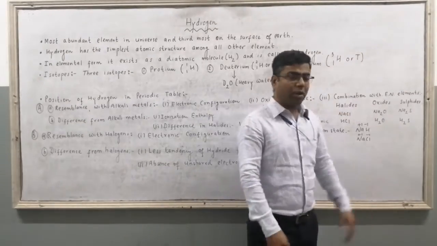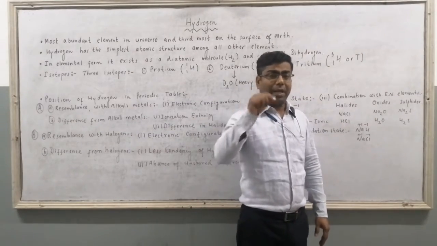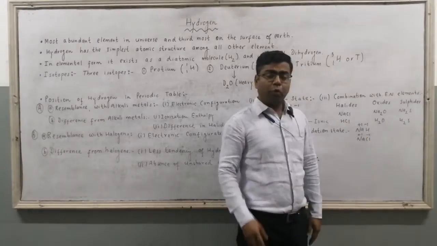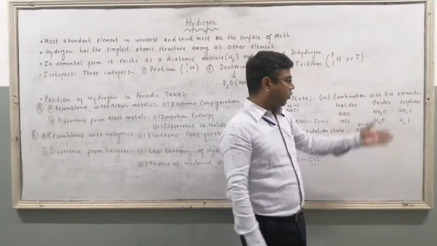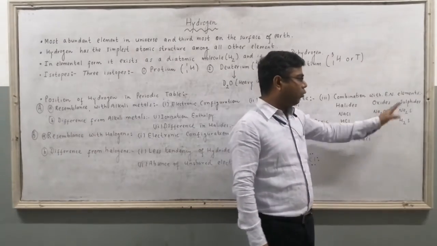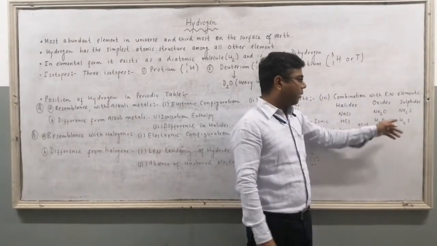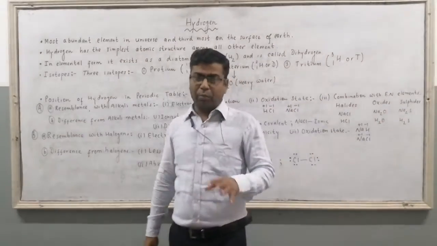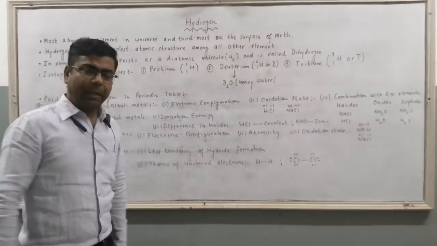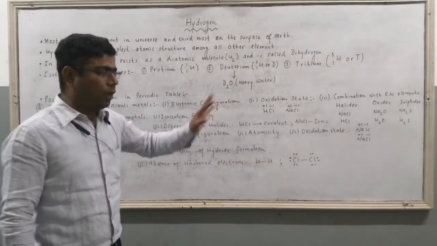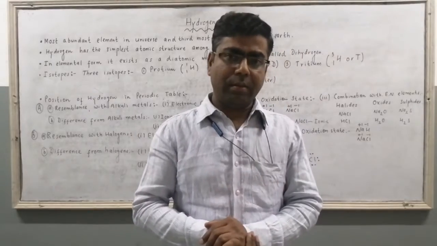Oxide: when sodium combines with oxygen we get Na2O. 2 atoms of sodium combine with 1 atom of oxygen. Here also we get H2O. 2 atoms of hydrogen combine with 1 atom of oxygen. If we talk about sulfur combination, then we get Na2S here. 2 atoms of sodium combine with 1 atom of sulfur. Similarly, 2 atoms of hydrogen combine with 1 atom of sulfur. So if we talk about the reactivity towards halogen, oxygen, sulfur, hydrogen resembles alkali metals.